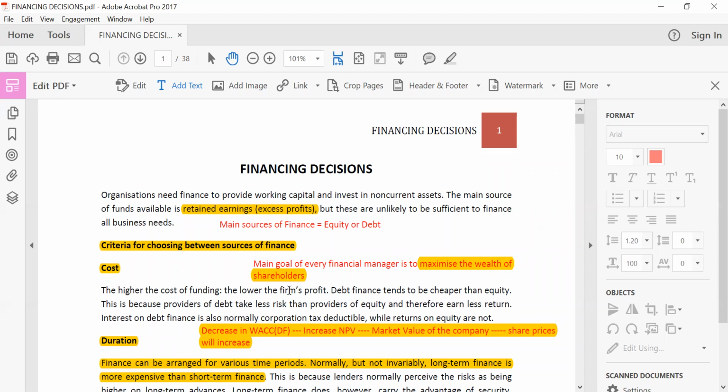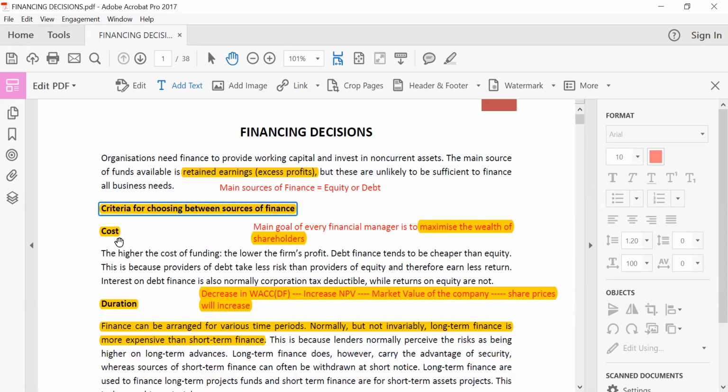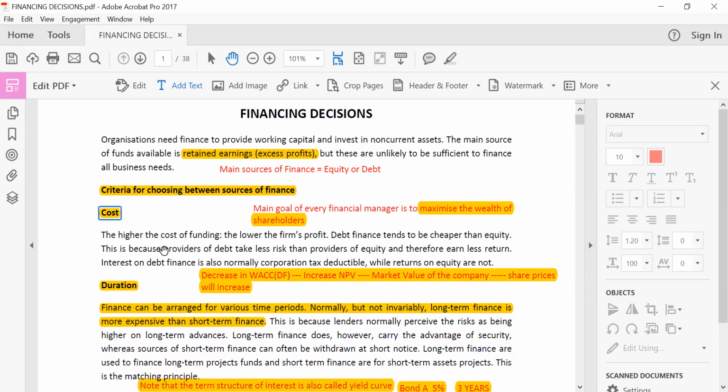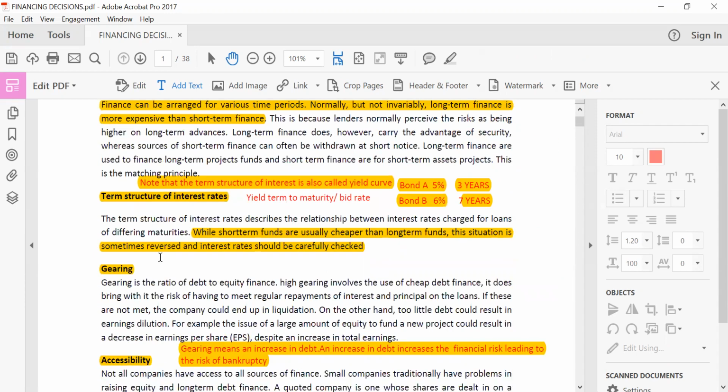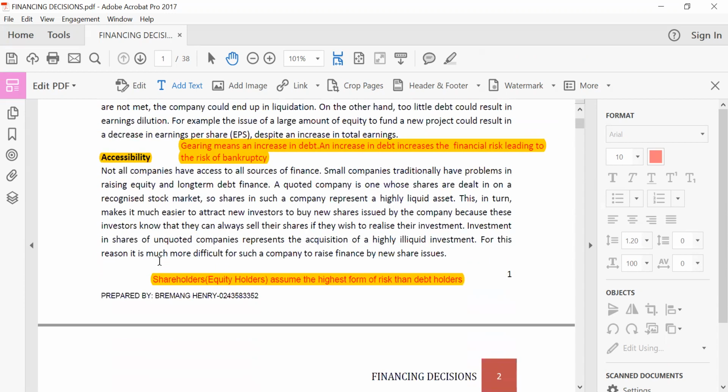So we decided to move to the second item for the day, which is what factors or criteria financial managers consider in deciding that they want to go for debt or equity. And that is why we came out with these five points: cost, duration, term structure of interest rate, gearing, accessibility.